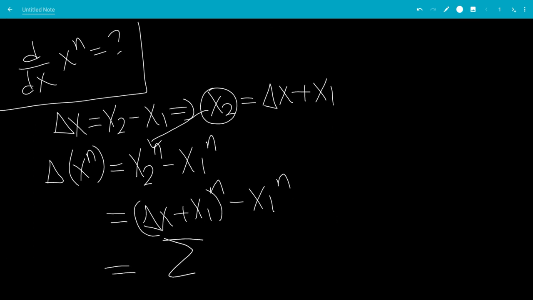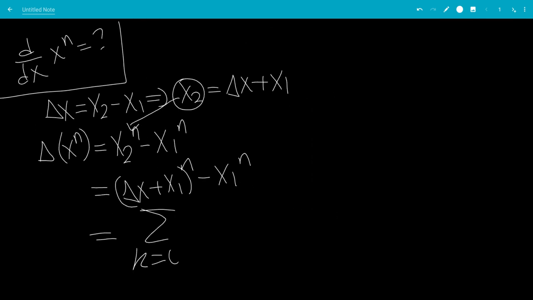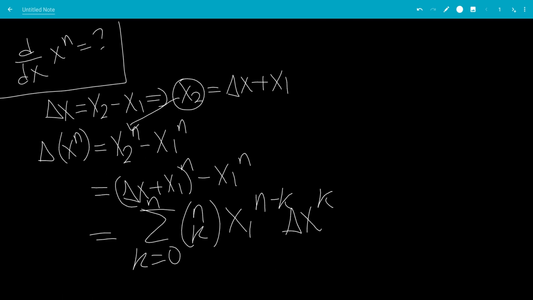This will be the sum from k goes from 0 to n of n choose k. We are going to pick one of the terms to be n minus k and one term to be k. So we're going to pick x1 to be the n minus k term and delta x to be the k term. We're going to subtract, I'm going to do parentheses to emphasize where the sum ends, minus x1 to the n.